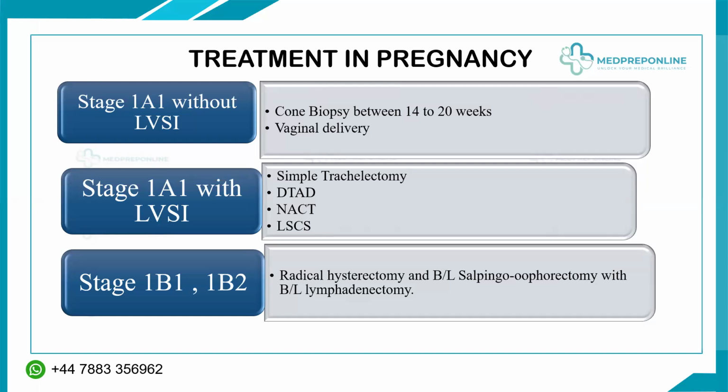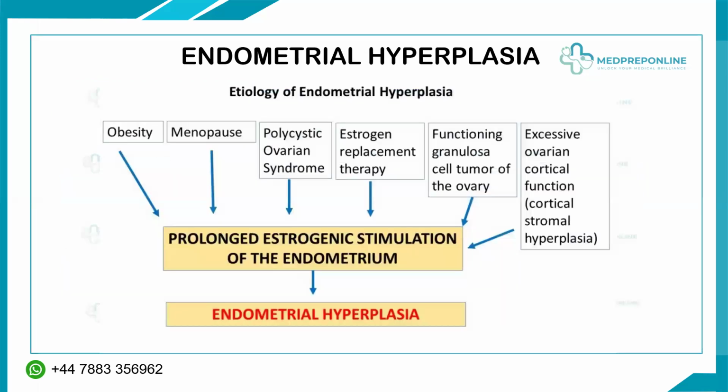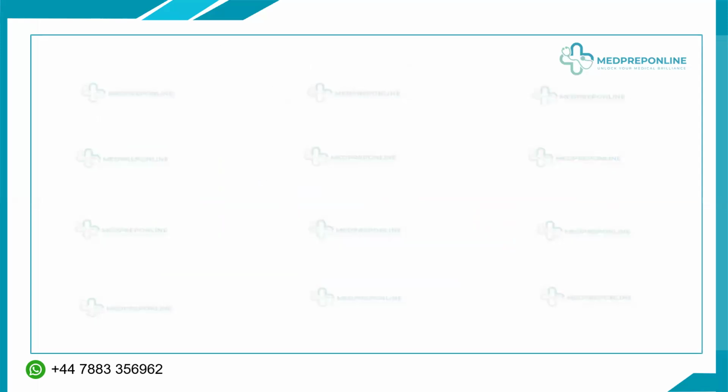Now coming to endometrium, the pre-invasive precursor lesion for most of the endometrial cancers is endometrial hyperplasia. Let's see the etiology of endometrial hyperplasia one by one. Obesity, menopause, polycystic ovarian syndrome, estrogen replacement therapy, functioning granulosa cell tumor of the ovary, as well as any excessive ovarian cortical function, like stromal hyperplasia. All of this causes unopposed estrogen. This unopposed prolonged estrogen stimulation of the endometrium finally leads to endometrial hyperplasia.